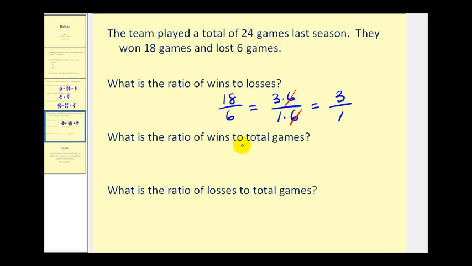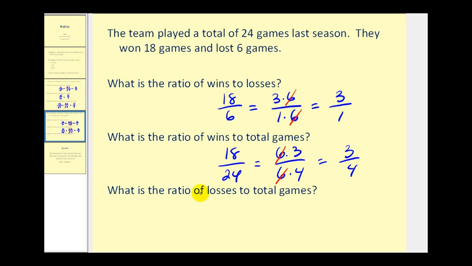Next, what is the ratio of wins to total games? Well, there's 18 wins, and the total games would be 18 plus 6, or 24. And again, this simplifies. The greatest common factor of 18 and 24 would be 6. So 18 is 6 times 3, and 24 is 6 times 4. So the simplified ratio would be 3 to 4.